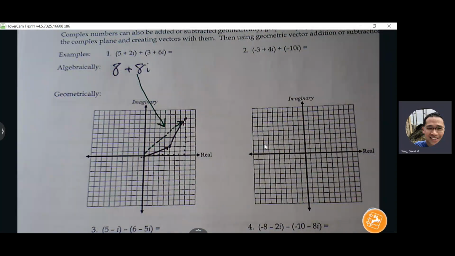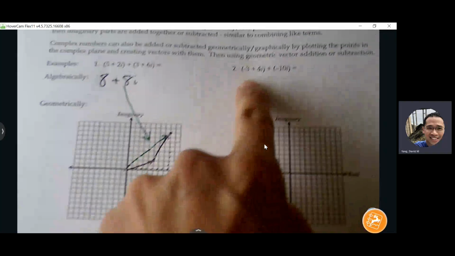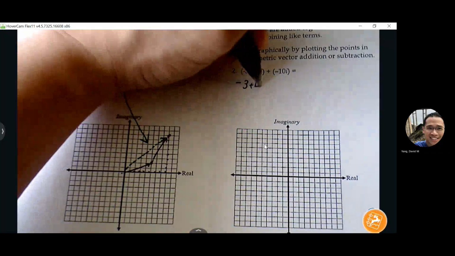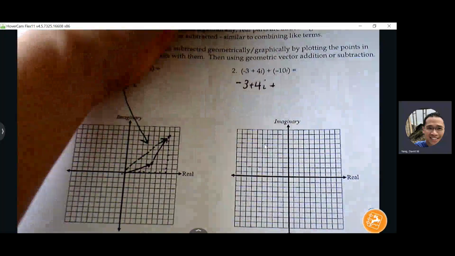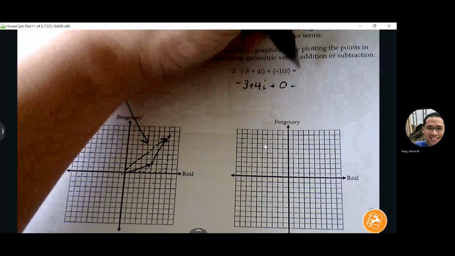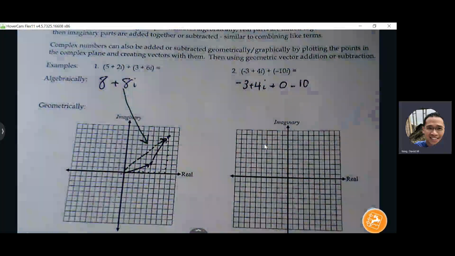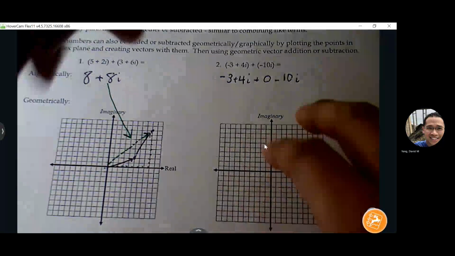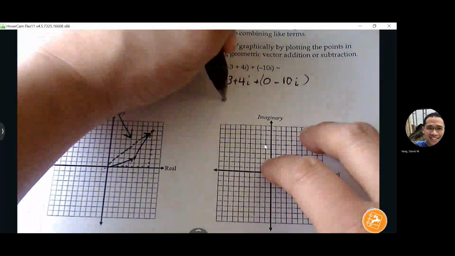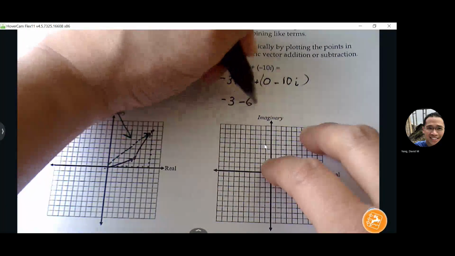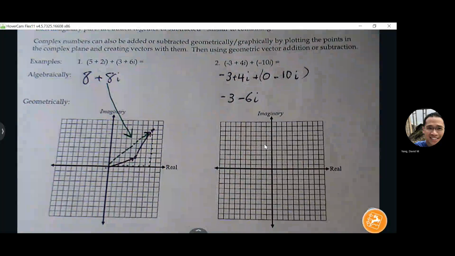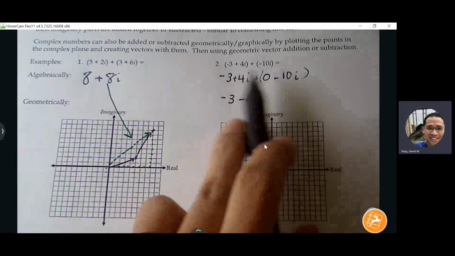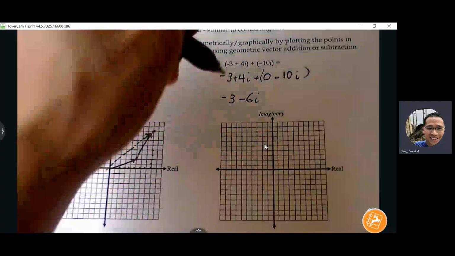So that's really all there is to it, right? You already know how to do this. Okay, so -3 plus 4i. And then really this is 0 minus 10i. Negative, yeah, 0 minus 10i. Combine like terms. Okay, so here's our algebraic resultant, and then let's see if we can get that to show up graphically.